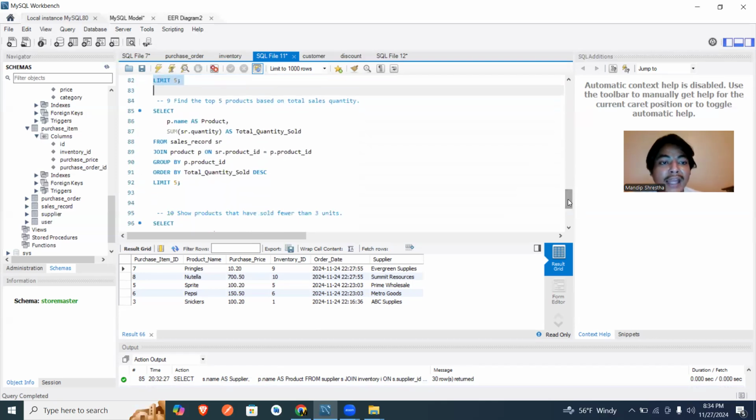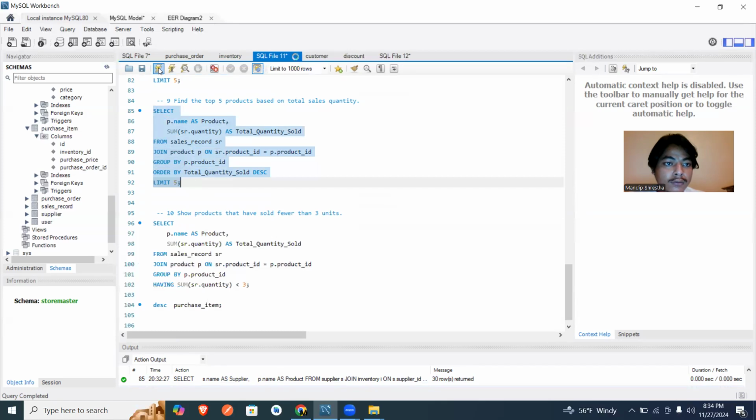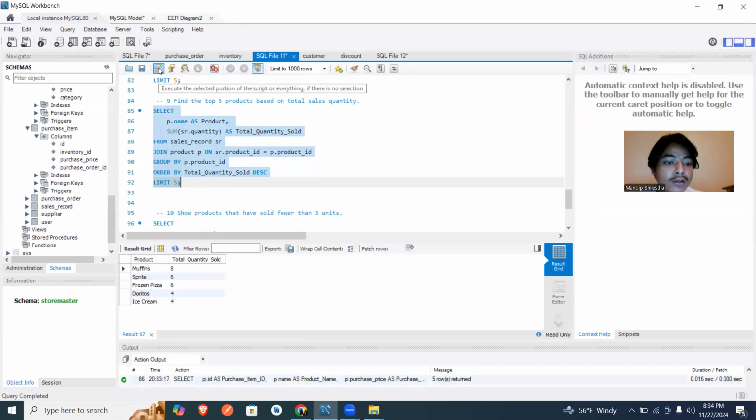Similarly, my ninth functionality is to find the top 5 selling products in the store. If you see over here, muffin is the highest selling product with 8 total quantities sold, Sprite with 6 quantities sold, frozen pizza with 6, Doritos with 4, and ice cream with 4. So these are the top 5 products of our store.